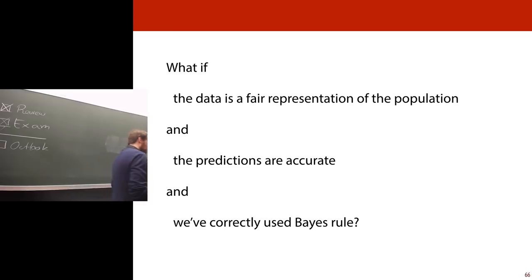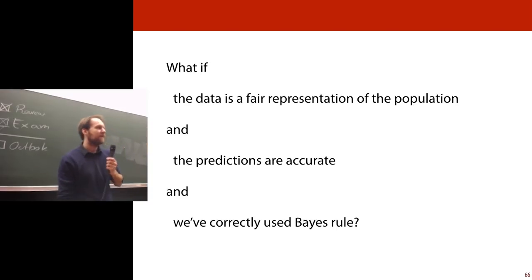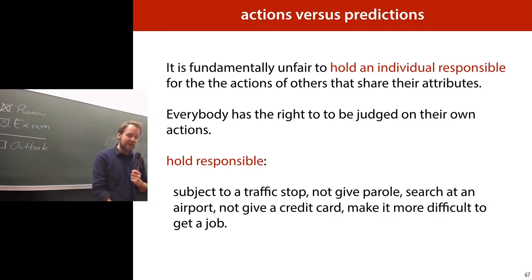So let's say we understand the prosecutor's fallacy, we have the data that is fair, the predictions are accurate, and we've correctly used Bayes' rule. We still get a high probability, given all the features, that's including ethnicity, that somebody is a criminal. Are we now allowed to racially profile? If we correct for the prosecutor's fallacy, are we now allowed to profile people? That's not a machine learning issue. That's more of a morality issue.